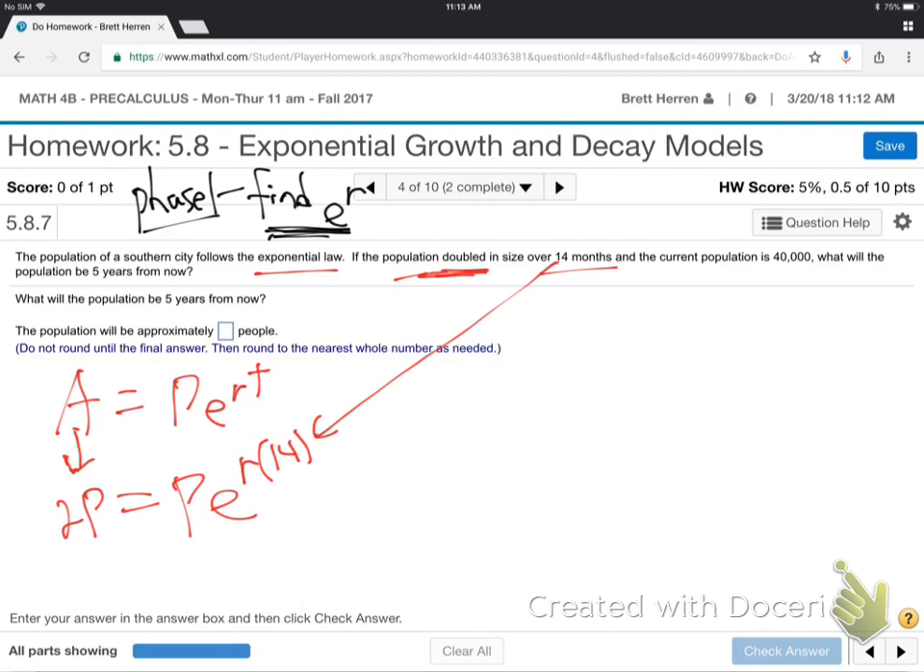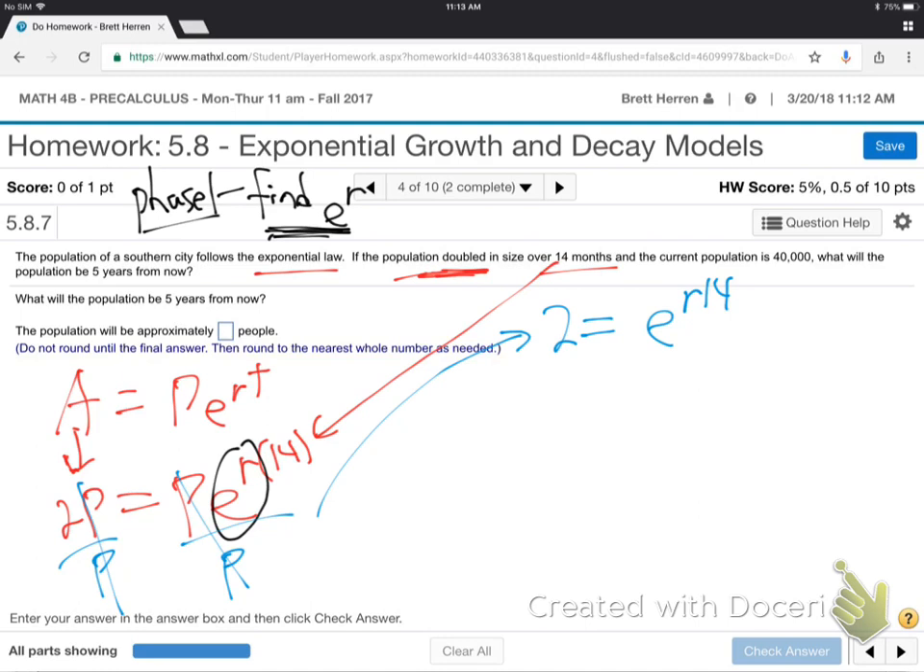So, okay, that's r. That's not e to the r. So find e to the r. So isolate e to the r. So the plan is to get this alone, not r. Not r, so I'm not going to do ln. All right, what's the first step? Divide by the P, right? Just divide by the P. Bring it up here. 2 equals e to the r times 14. Good so far?